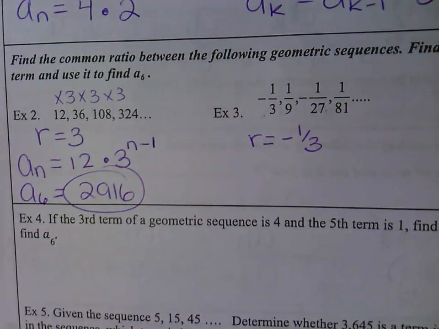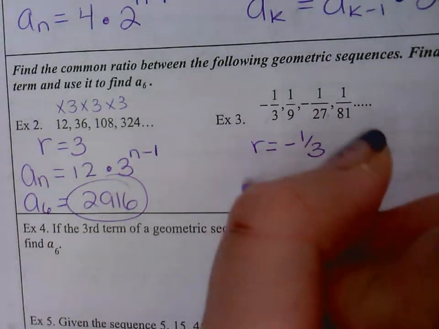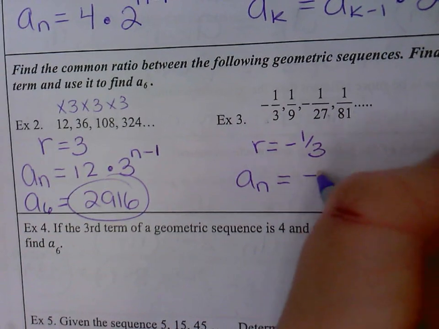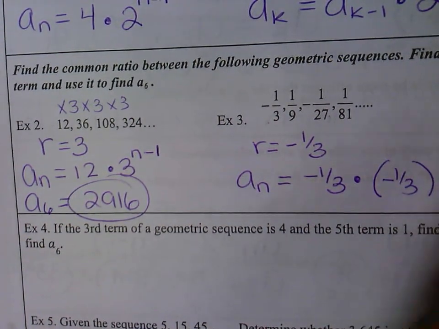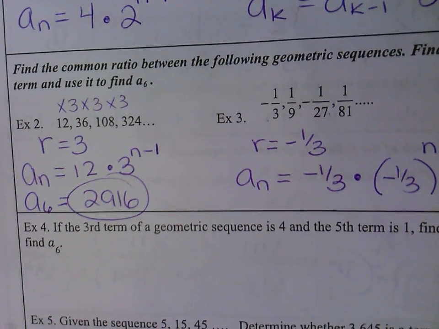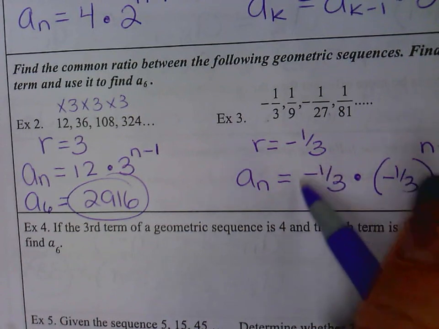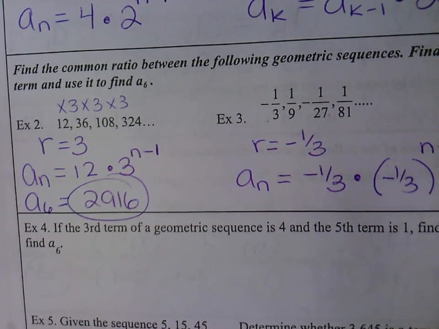So this is one of the times when your starting value and your ratio are the same. So we'll do it the way that we've been doing it. Negative 1/3 times negative 1/3 to the n minus 1 power. I don't think it matters if this guy is in a parenthesis or not, but this one needs to be in parentheses because this is going to change sign from negative to positive, negative to positive.